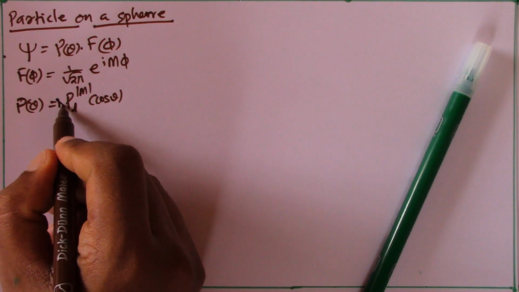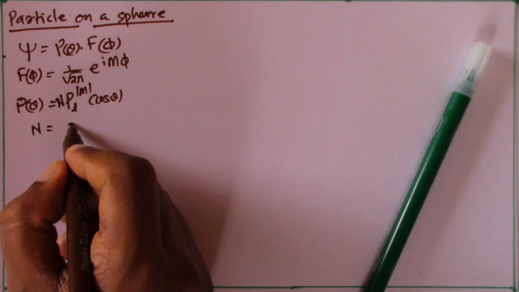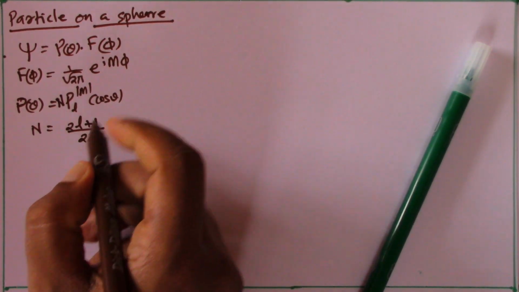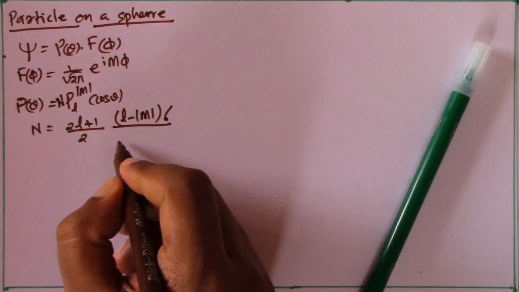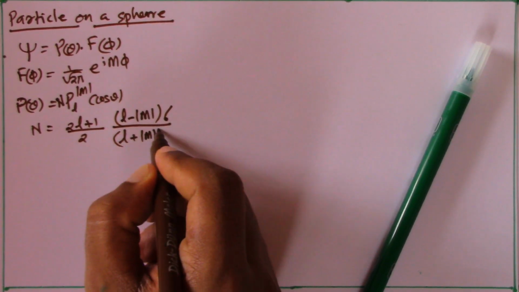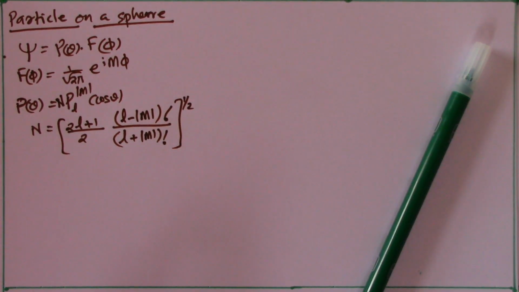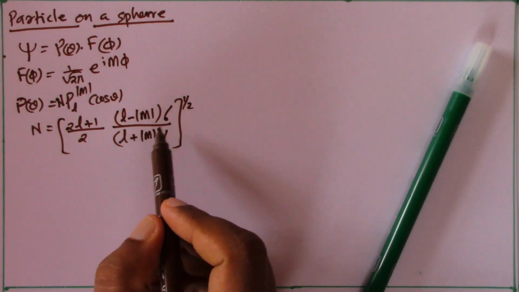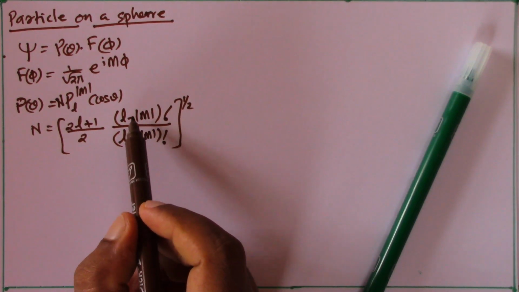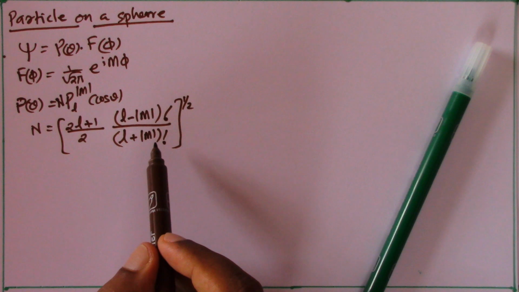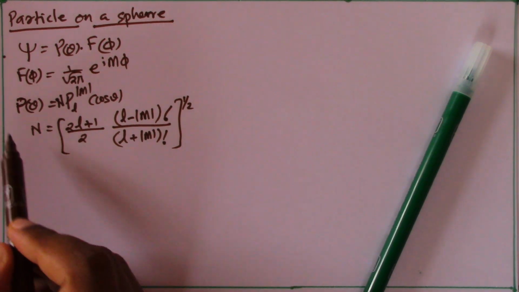and there is a normalization factor that should be included, that is normalization factor N, and the value of N is equal to (2l plus 1) divided by 2 into (l minus m) factorial divided by (l plus m) factorial, the whole raised to 1 divided by 2. You have to note here that we are taking the absolute value of the quantum number m here. Okay, so that is the normalization factor.